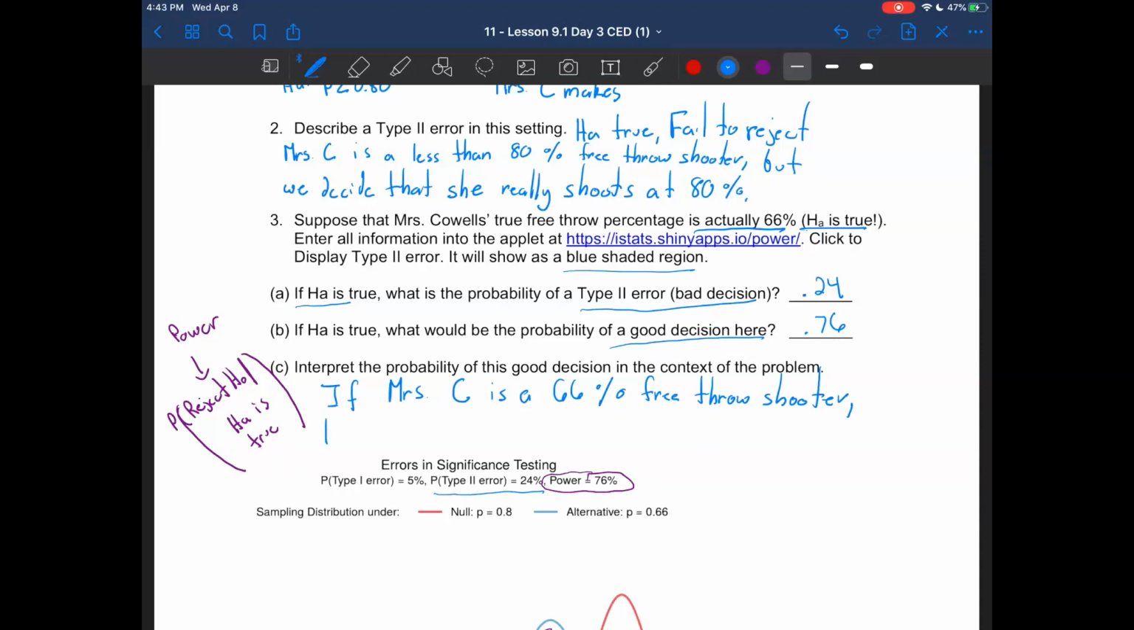then there is a 76% probability that we decide correctly that she was exaggerating, meaning we decide that I really don't shoot 80%.